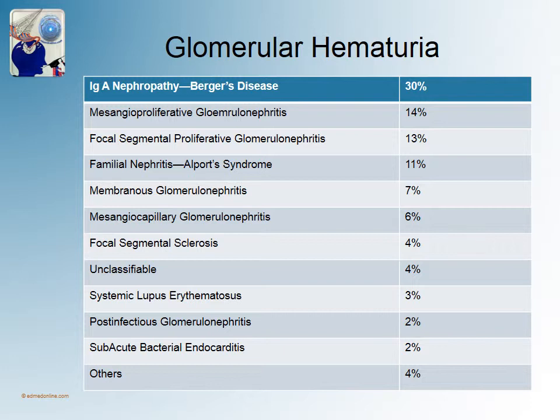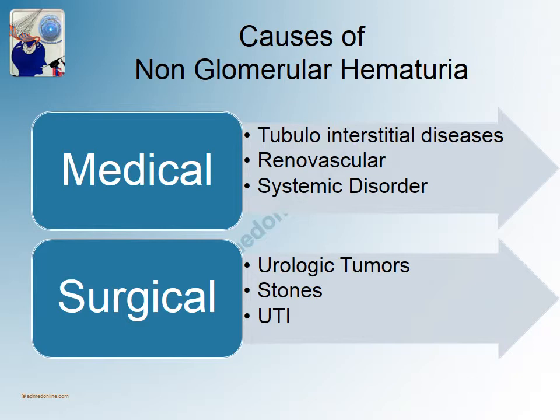IgA nephropathy or Berger's disease tops the list with the incidence being about 30%. Now what are the causes of non-glomerular hematuria? As mentioned earlier, it could be a medical cause or a urological, that is a surgical cause. The medical causes are tubular interstitial disease, renovascular diseases or a systemic disorder, while the surgical causes are either a urological tumor, stones or urinary tract infection.